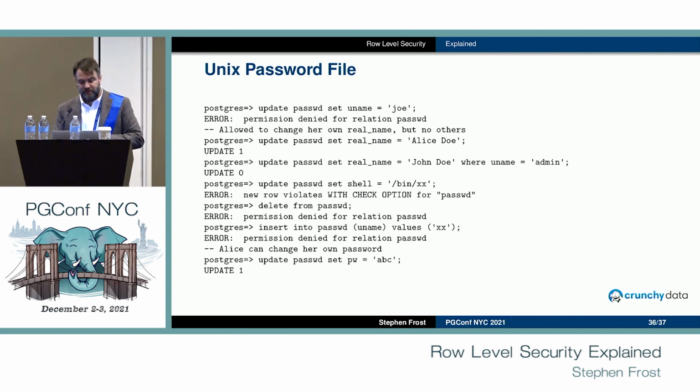If I try to change the shell to one that wasn't defined in the list I created earlier, I'm going to get a with check option failure for that table, because that new row violates the policy. If I try to do a delete, that's the grant system again. Alice does not have delete access at all on the table. If I try to do an insert, again, grant system. Alice does not have insert rights on the table. But Alice does have access to change her own password. I will clarify this, however: don't ever store passwords in clear text. This is just an example of row level security.